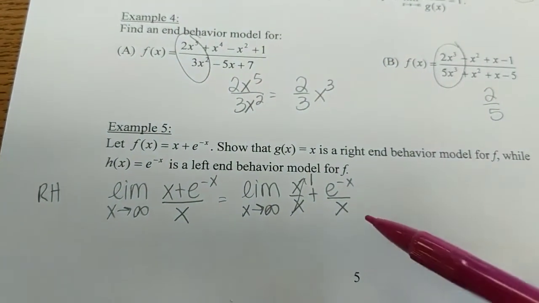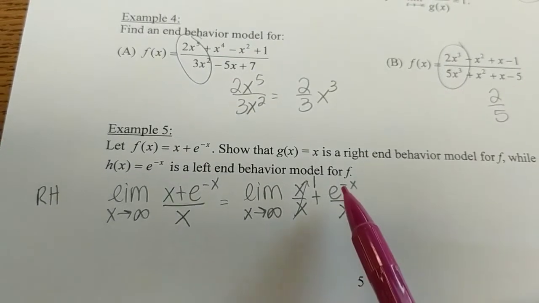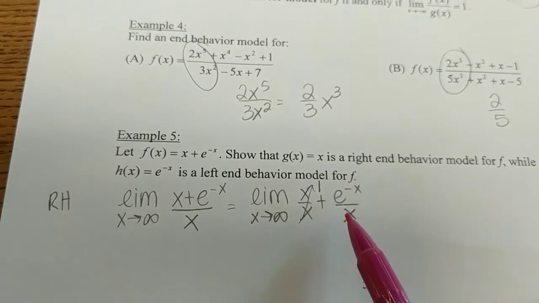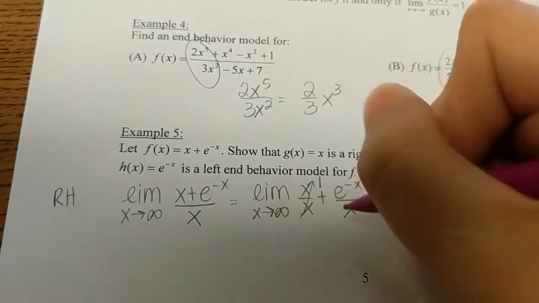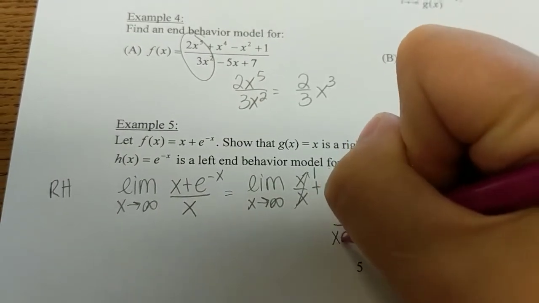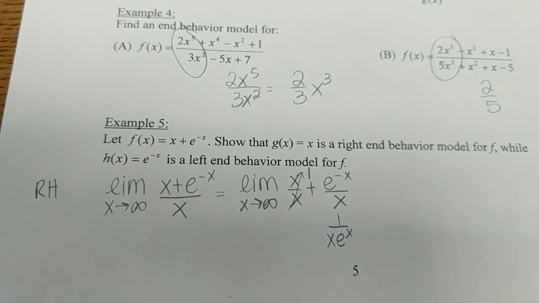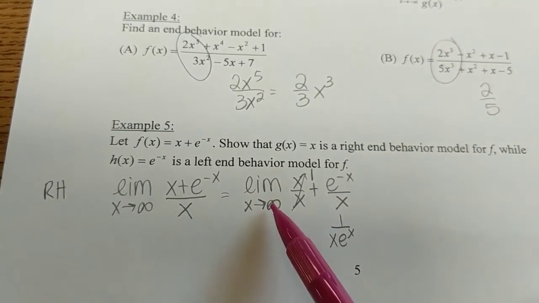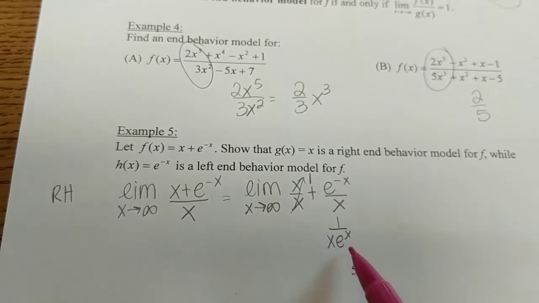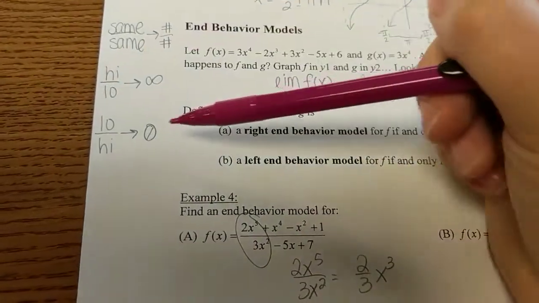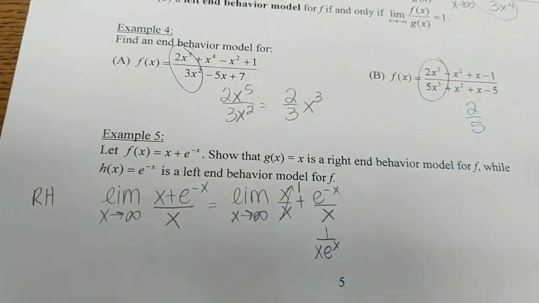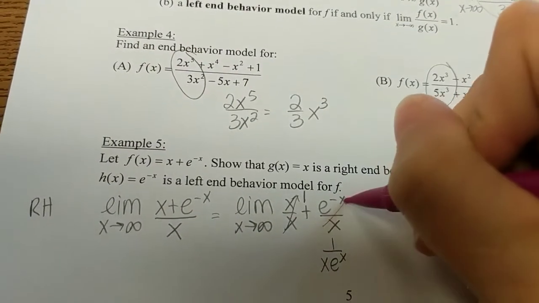Here's where things get a little tricky though. e to the negative x over x. This negative exponent means bring it to the bottom. So another way of thinking about this one is 1 over x e to the x. So what happens when I plug in infinity? I get this huge number on the bottom. So it's 1 divided by a huge number. So when I have low divided by high, then our limit is 0. So this whole term goes to 0.